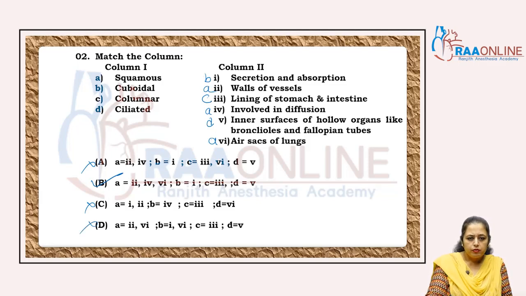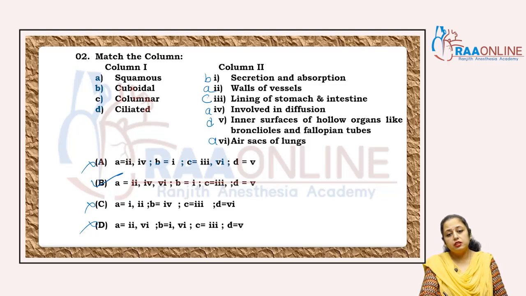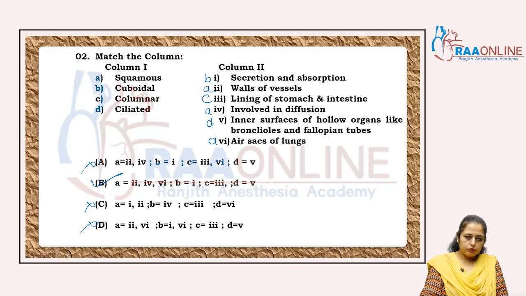B1, right, in columnar it lines the stomach and the intestine. But listen carefully, in NCERT the secretion and absorption is also given in the function of the columnar, but as we know that the stomach and intestine is lined with the columnar in all these tissues, that's why we prefer the columnar for this option, right. So the answer is B.